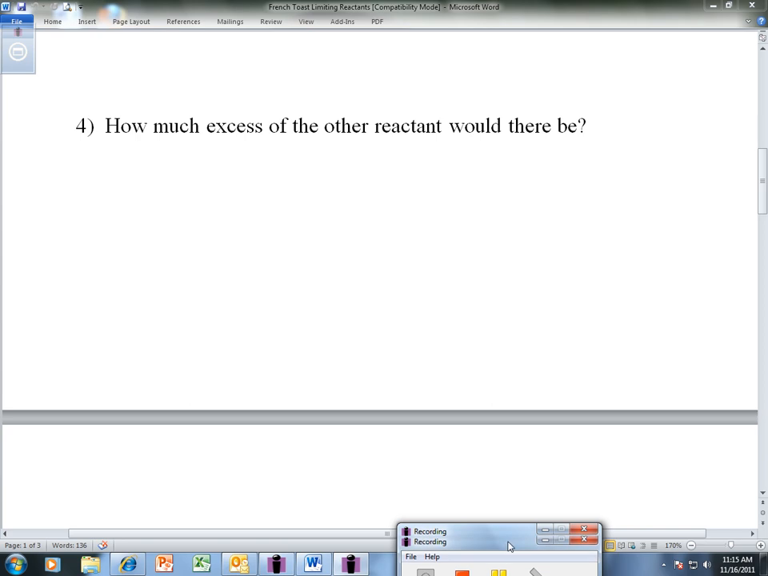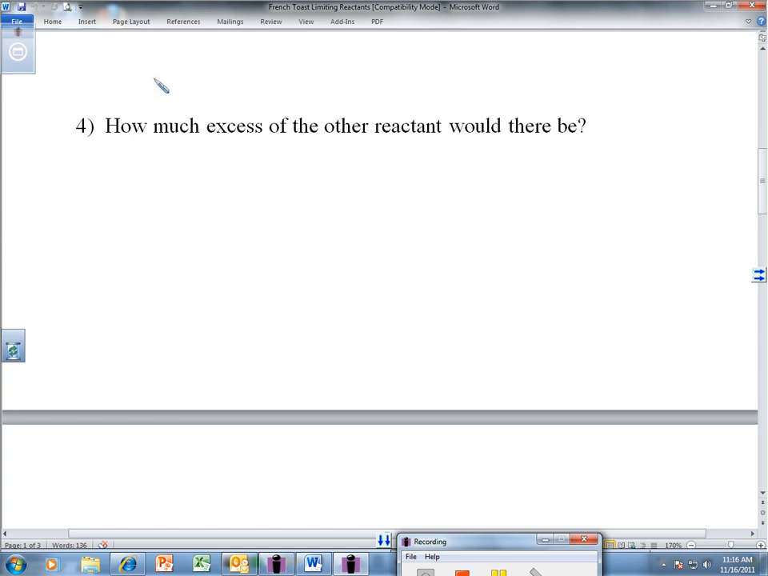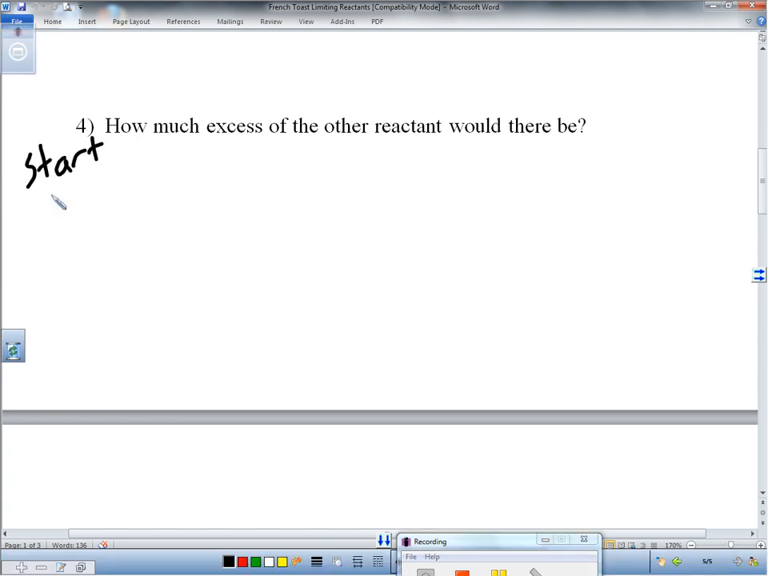All right, now we're on to the last type of problem in Chapter 9, and that is excess. How much excess would there be of the other reactant? So, what is the other reactant when we're talking about French toast? Because the limiting reactant was the milk. What is the other reactant? The eggs. So the question is, how many eggs are left over?